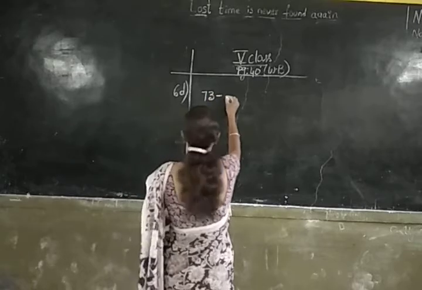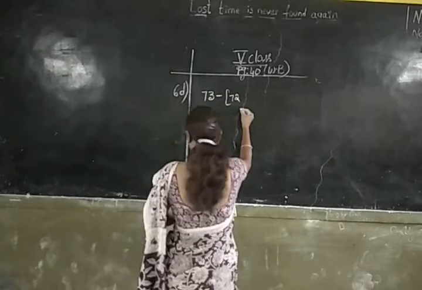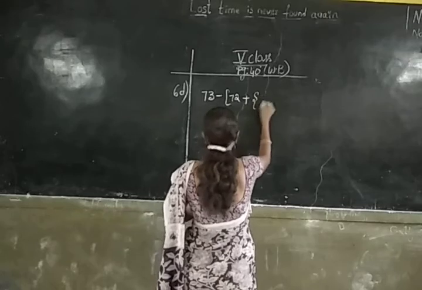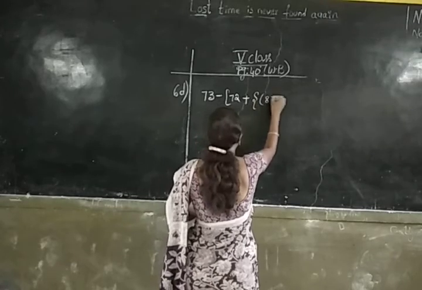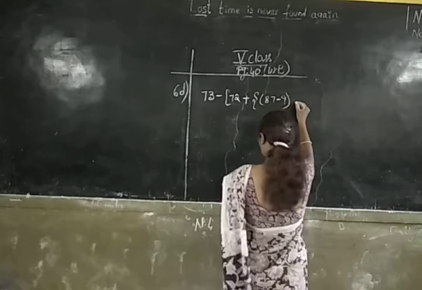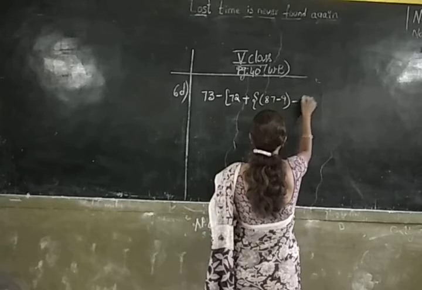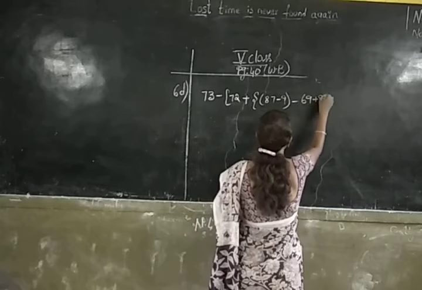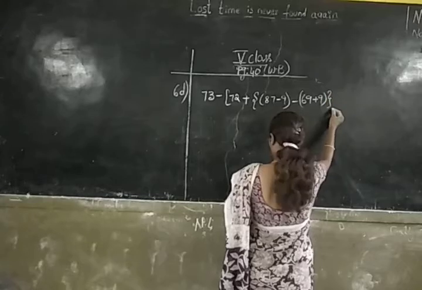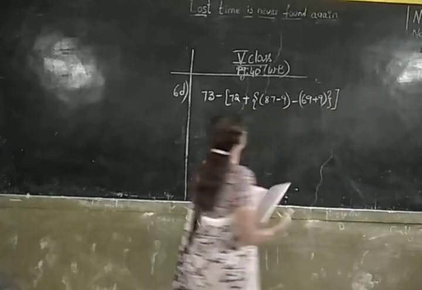73 minus 72 plus, flower bracket, 87 minus 9 in the round bracket, minus 69 plus 9 in the round bracket, flower bracket, and then the square bracket.